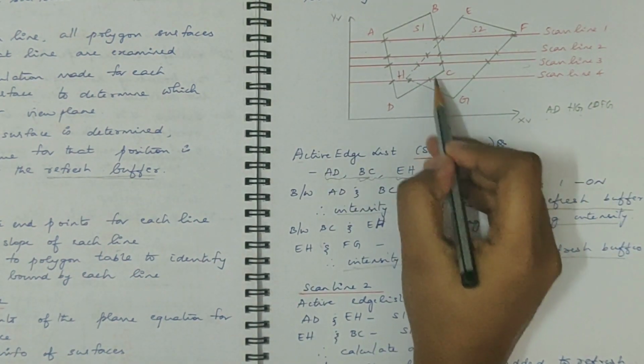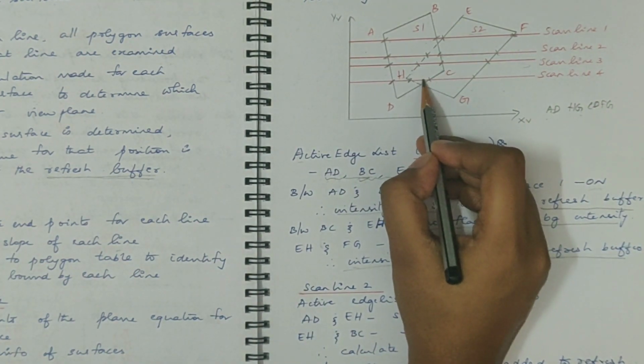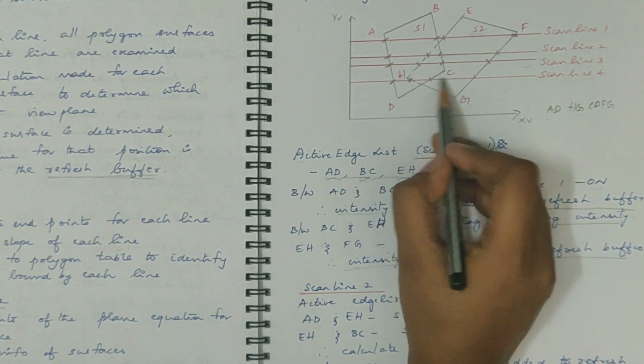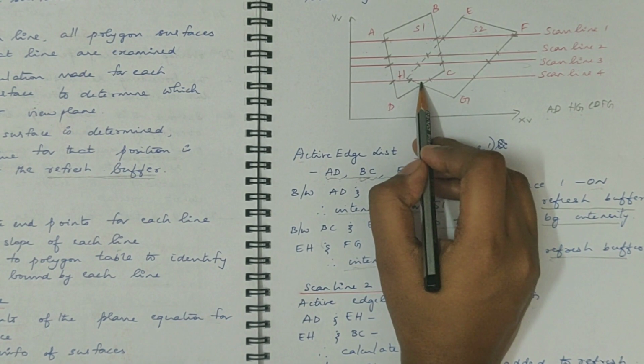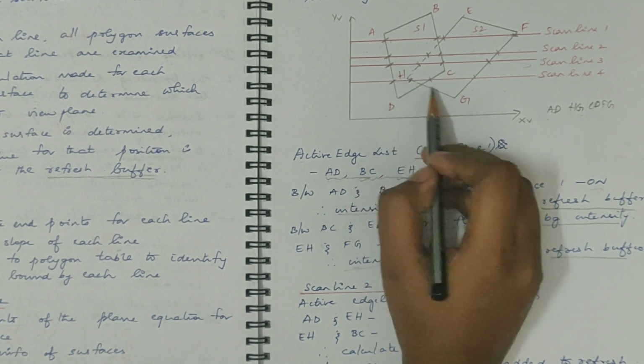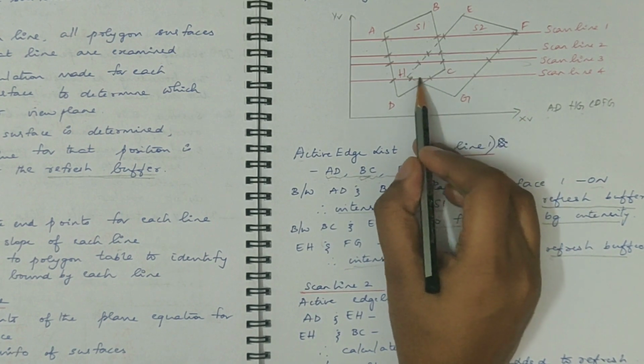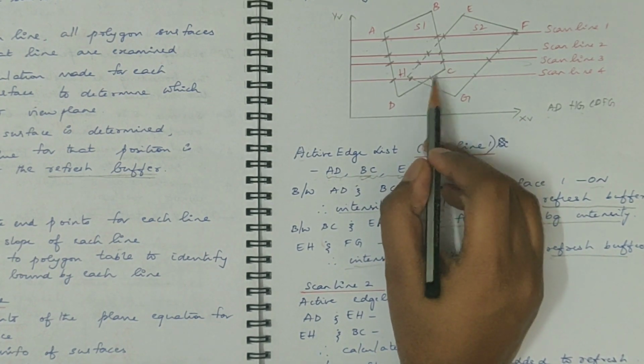Now between HG and CD, you have two surfaces, S1 and S2. Again the depth calculation will be made to determine which surface is near. Here S1 is again near, so the surface intensity of S1 will be added in the refresh buffer.